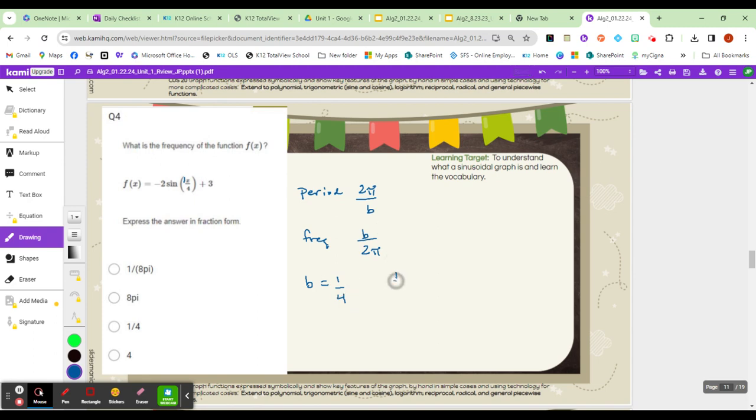We'll plug that into the formula, 1/4 over 2 pi. We can't have a fraction in a fraction, so we'll do 1/4 divided by 2 pi. That's the same thing as 1/4 times the reciprocal of 2 pi. So my frequency is going to be 1 over 8 pi. So we would choose the first one.